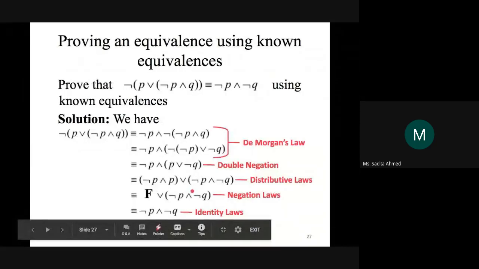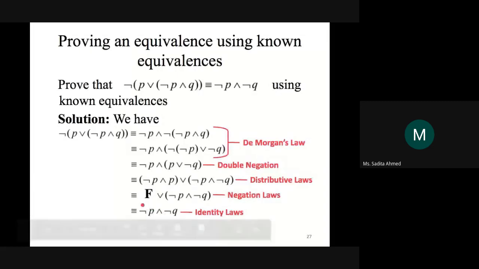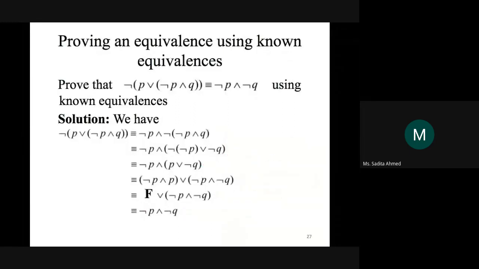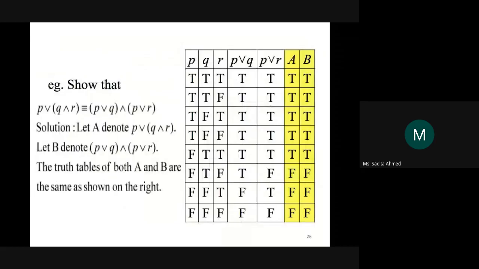Because false or false is false, false or true is true. So it eventually depends on this expression only. So this is equal to this expression. And this is the one that we had on the right hand side. So we started from the left hand side, moved to the right hand side, and there you go, you're done. Okay? So you'd have to know all these known equivalences in order to do these things.